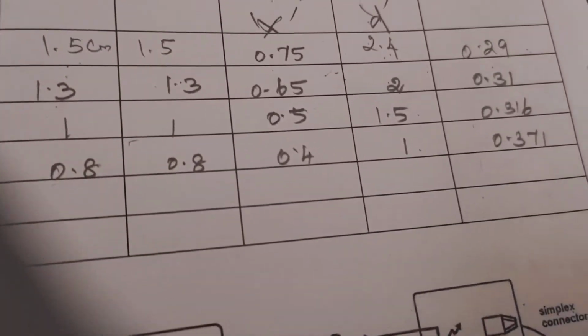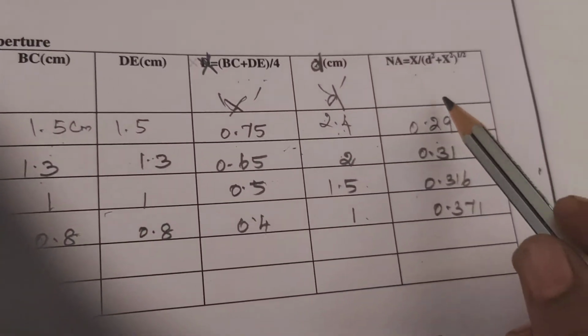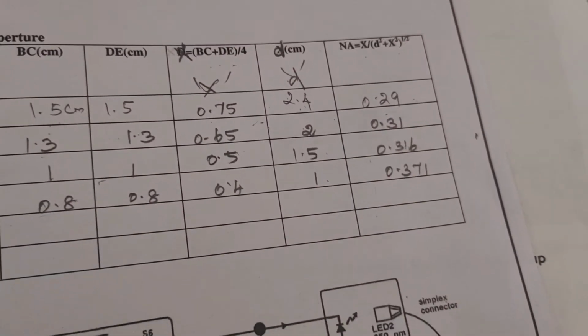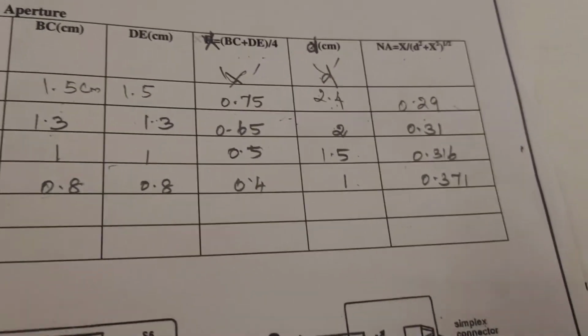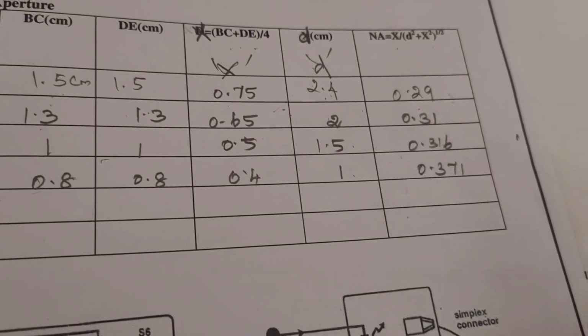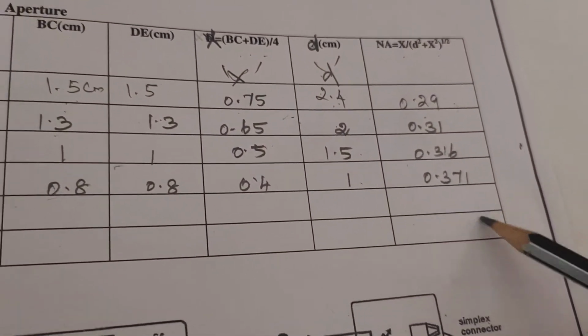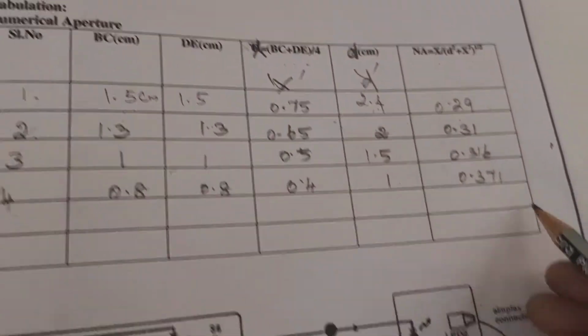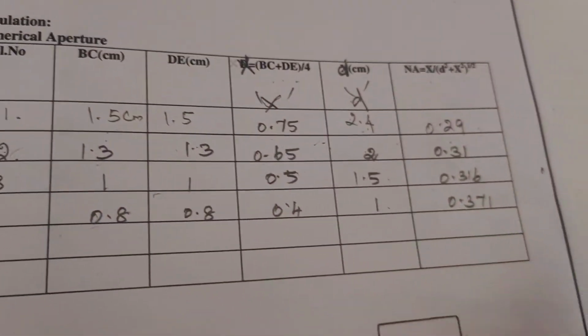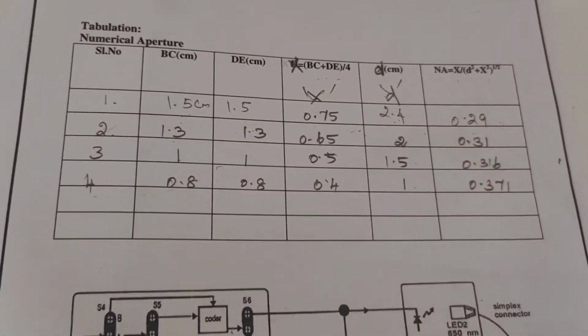So after taking various values of focal length, here 0.29, 0.31, 0.316, 0.371. Then I take the average value of the numerical aperture. It is approximately equal to 0.32.